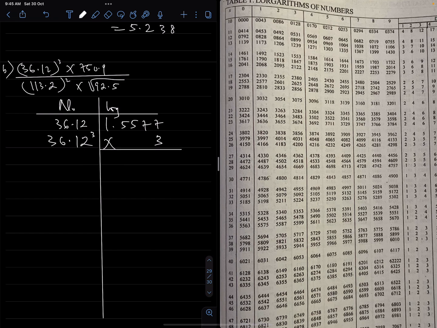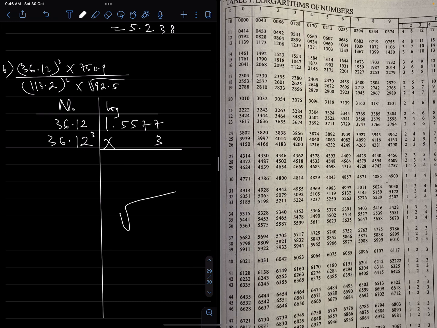36.12 cubed will now be the logarithm of 36.12, which is 1.5577, times 3. We are using the table to solve it. So that's how you go. Exactly. You multiply the logarithm by 3.